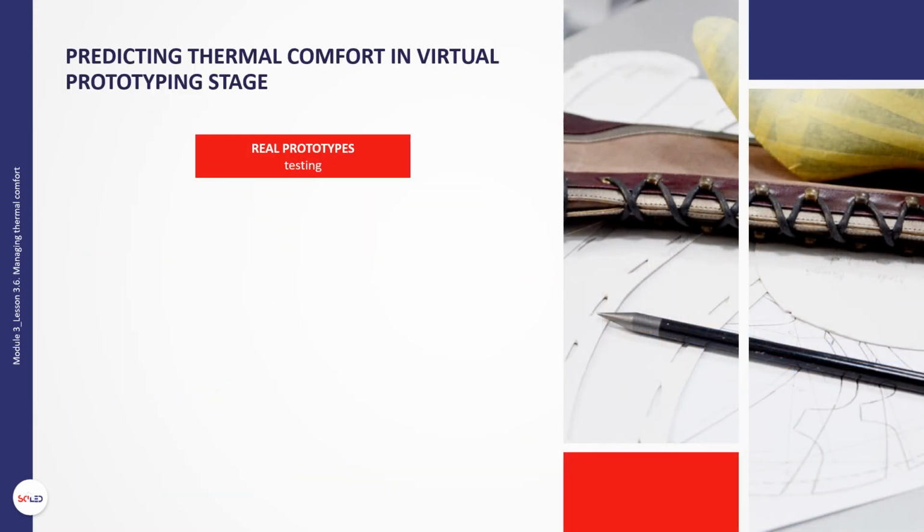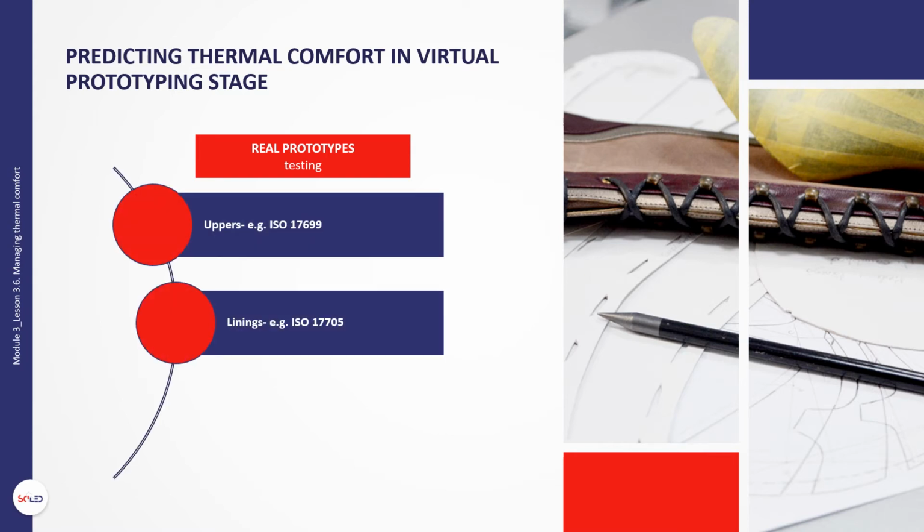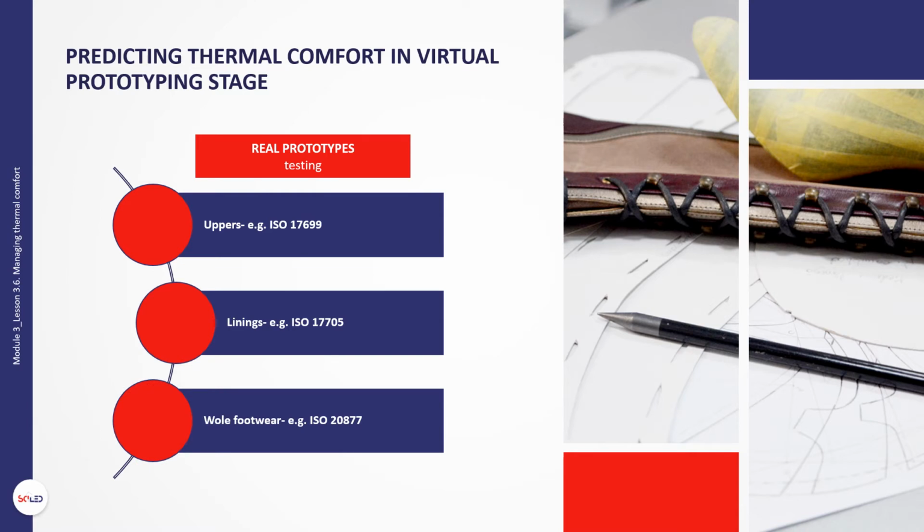For any real prototypes, the testing of the above-mentioned requirements could be performed concerning upper and lining assemblies, for example ISO 17699 and ISO 17705, or whole footwear product, for example ISO 20877. Although understanding and managing performance at component level, fabric, leather part, membrane, plastic sheets etc., is important, investigating the performance of whole footwear is far more than summing up the performance of individual parts. This is due to the combined effects of assemblies of different parts, the joining options used, the characteristics of folds and seams and other parameters.